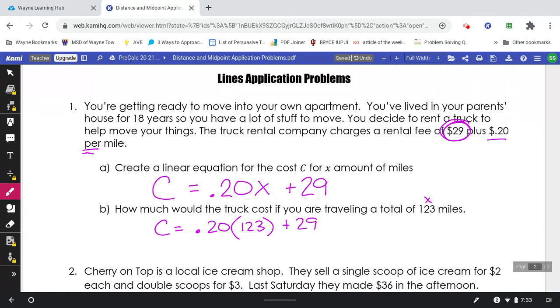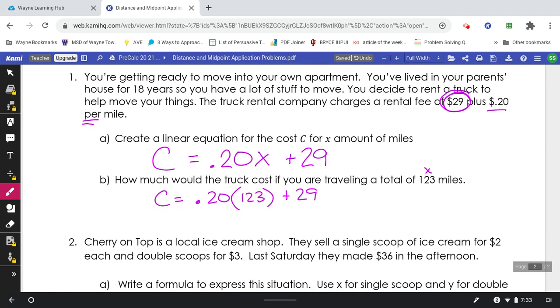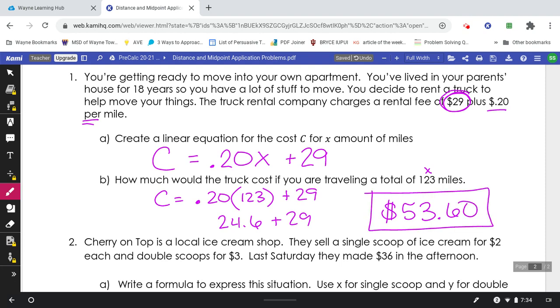Grab your calculator, multiply and add the 29 in, and see what you get as your answer. When I multiplied, I got 24.6, add the 29 to that, and I got myself an answer of $53.60 to rent this truck.